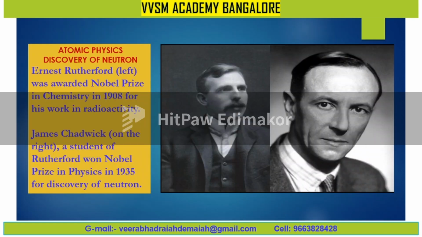And these are two great persons. Ernest Rutherford was awarded the Nobel Prize in Chemistry in 1908 for his work in radioactivity. Another great scientist, James Chadwick, on the right, a student of Rutherford, won the Nobel Prize in Physics in 1935 for his discovery of neutrons.